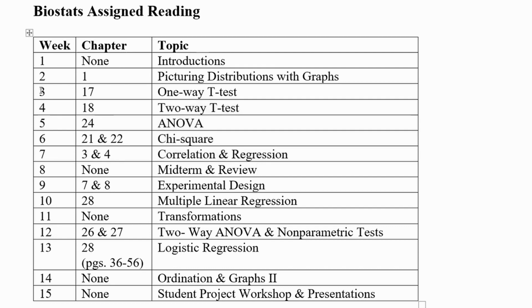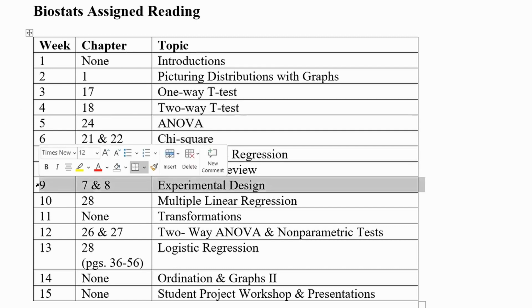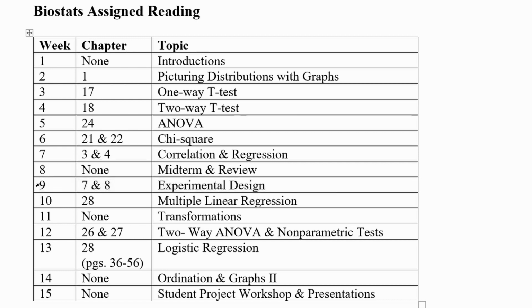And then we had the midterm. We didn't have any reading assignment. And then we went on to have experimental design, chapters 7 and 8, multiple linear regression in chapter 28, which I sent you in a different section. It's in the resources tab. If anybody has a hard time finding any of this, just let me know. I'll point it out. And then we did chapters 26 and 27, two-way ANOVA and non-parametric tests.